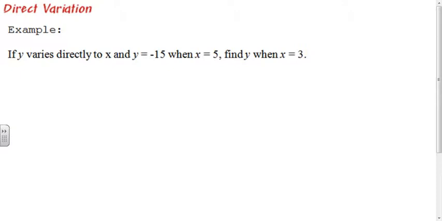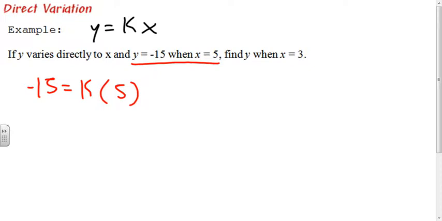If we have direct variation, so that's y equals k times x. In this case, we know that y equals negative 15 when x equals 5. So negative 15 equals k times 5, which means then, if we divide both sides by 5, negative 3 equals k.